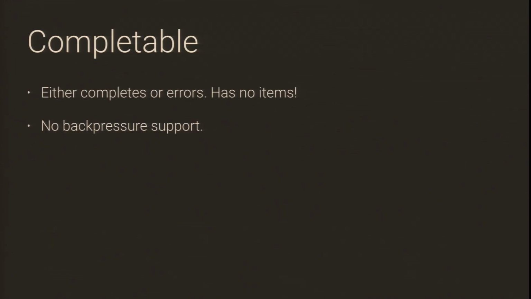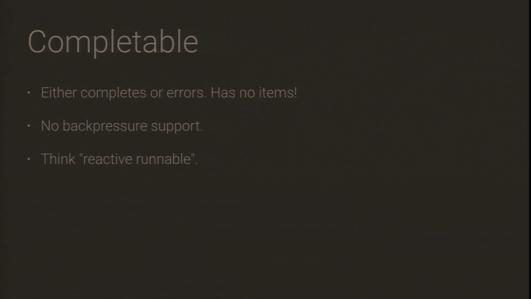Completable is the next one, and this actually has no items whatsoever. It either completes successfully with no item, or it errors with an exception, also no back pressure. And this is like a reactive runnable. It's an operation that you want to happen, and you just want to know if it succeeds or if it throws an exception. Another way of potentially thinking about it would be it's like a reactive version of a method that returns void or doesn't have a return value. You just want to run the contents of that and know whether once it's complete or if it had thrown an exception. This is the reactive version of that.